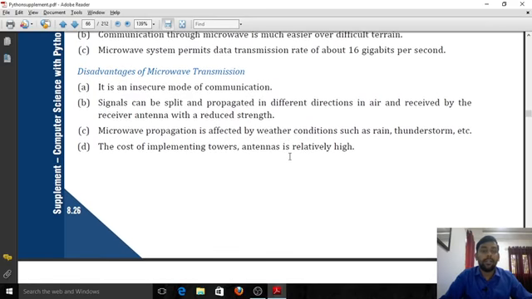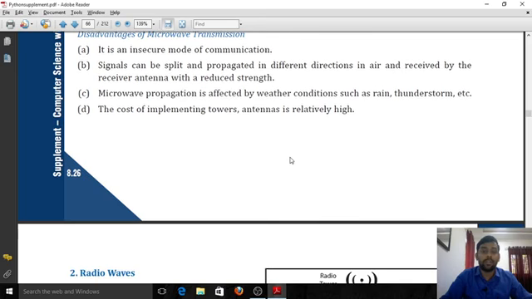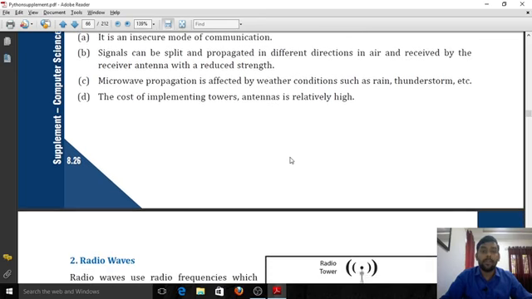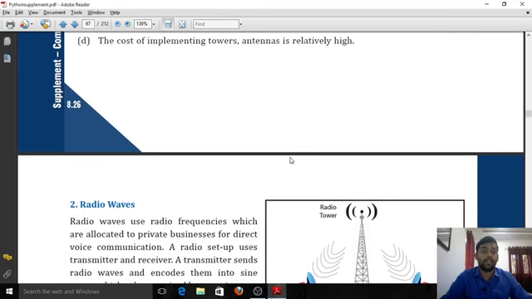Disadvantages: it is an insecure mode of communication. The signal can split and propagate in different directions in the air. Propagation is affected by weather conditions such as rain and thunderstorms. The cost of implementation is very high, because of the towers and antennas.